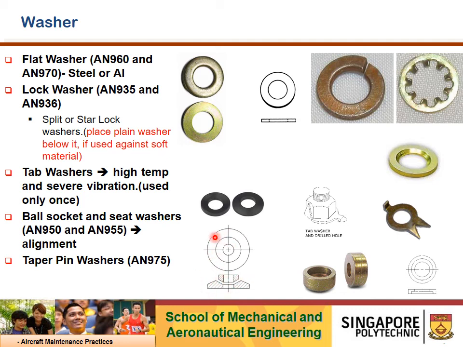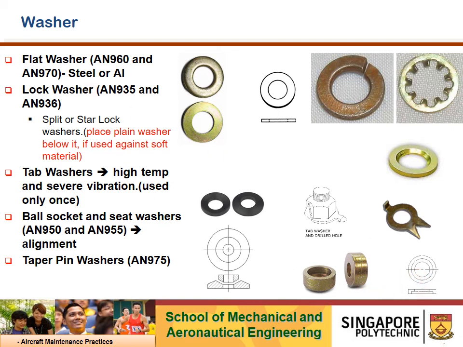Then you have ball socket and seat washer. It is a self-aligning washer. They are used in special applications where the bolt is installed at an angle to the surface, or where perfect alignment with the surface is required. So they work in a pair. Ball socket and seat washer, AN950 and AN955. Taper pin washers are used with threaded taper pin, where they are installed under the nut for adjustment.